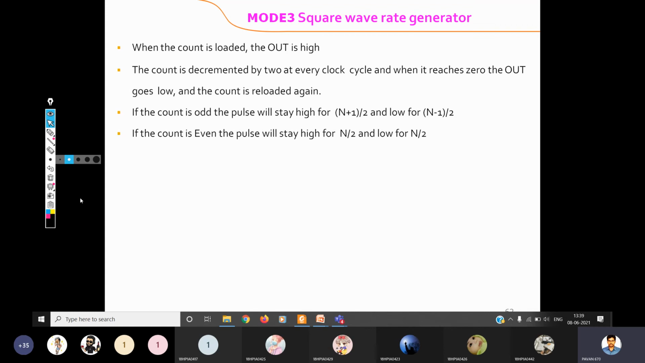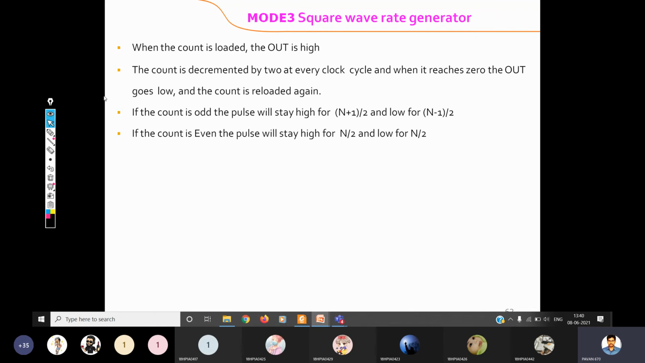Next, mode 3. It is a square wave generator mode. Square wave generator mode. So that means definitely the on and off should be there, with equal pulses, an equal amount of counting duration. For the on and off durations, the out signal should be on and off for an equal amount of time.